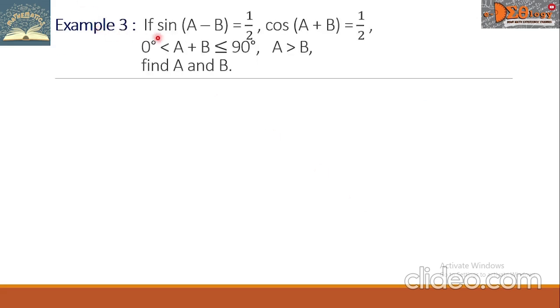Example 3. If sine of the angles A minus B equals 1 half, the cosine of the angles A plus B equals 1 half. The A plus B is more than 0 degree, but less than or equal to 90 degrees. Given also that A is more than B, find A and B.